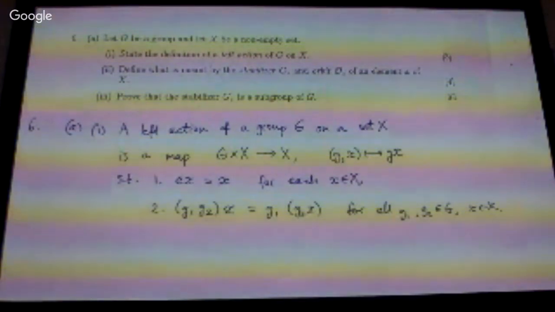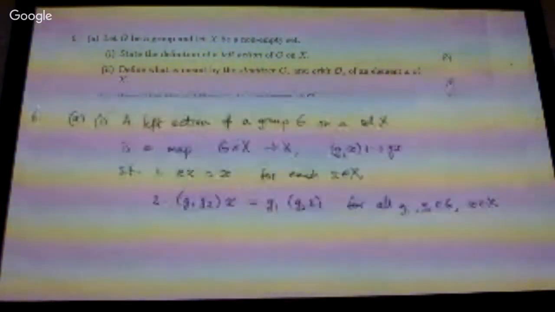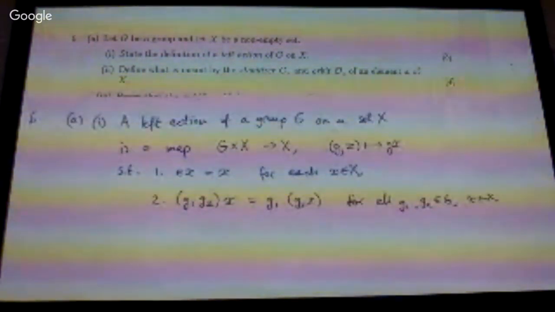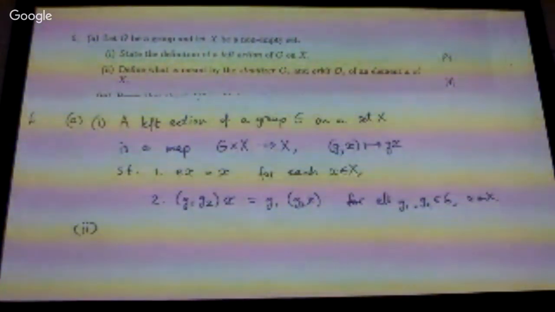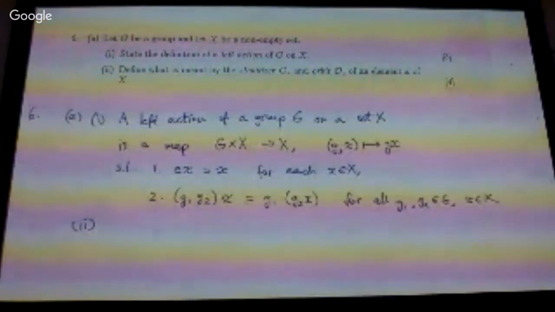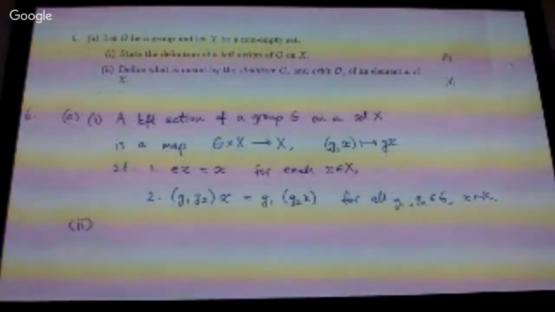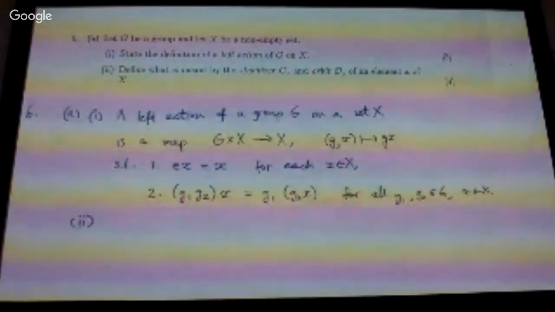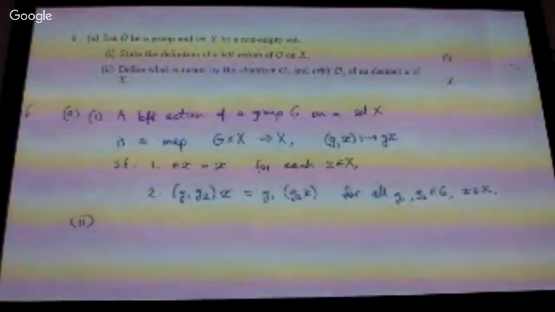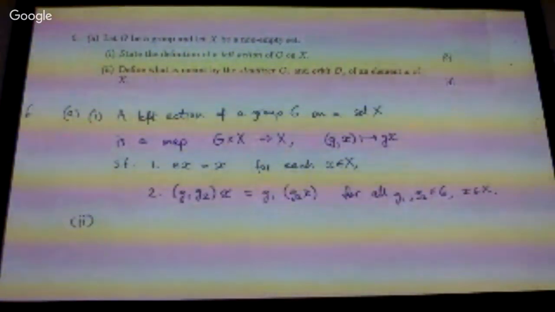What else does it want? That's everything for Roman 1. Roman 2 wants the definition of the stabilizer of an element and an orbit of an element. So again, you should know the formal definitions.